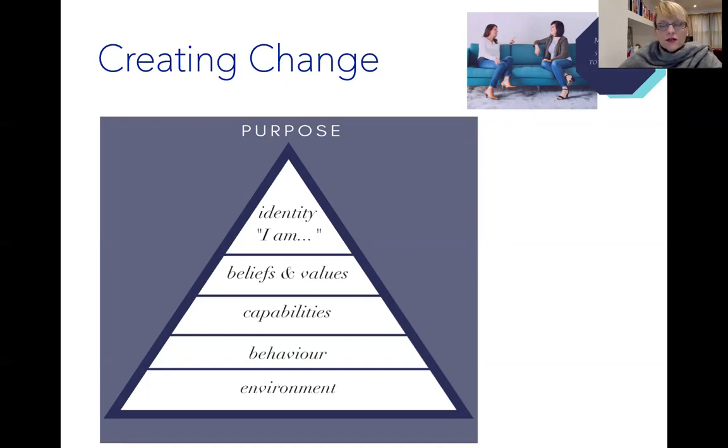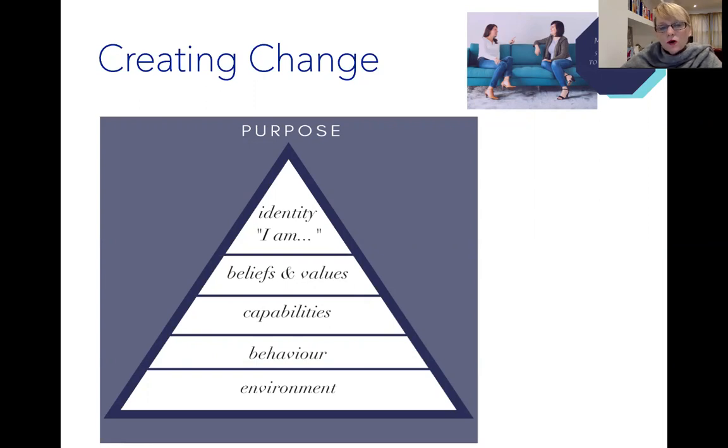Now, what you'll see here is that there is a triangle on the page, and it has a range of different levels on it. The base level is the environment level. Then we go through behavior, capabilities, beliefs and values, identity, and then sitting just outside that triangle is purpose. Now, your purpose is your overall mission, your overall vision for your life, for why you're here. I'm going to take you now through the meaning of each of these layers, starting at the bottom, and I'll take you through as well the questions that they answer. And you can pause the video as you go through and answer the questions as we go, to get real clarity about where you need to make change.